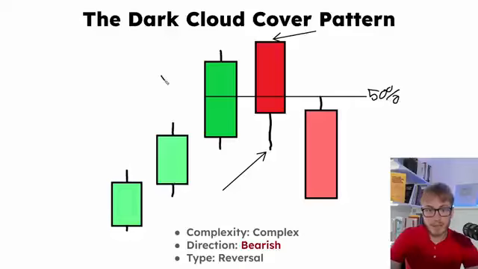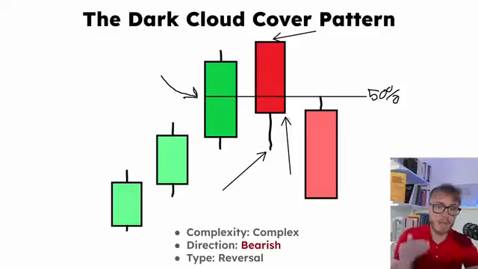So once again, the 50% mark is drawn from the middle of the body of the green candle, and what we're looking out for here is a candle close below this line. When we see a candle close below the 50% line, the pattern is confirmed and indicates a reversal.